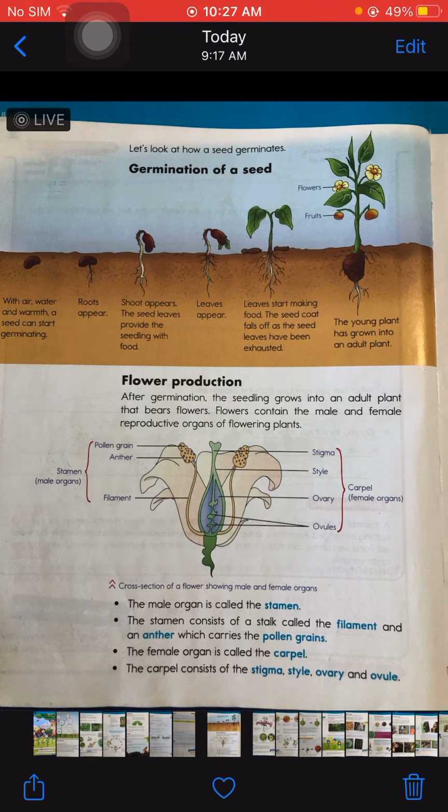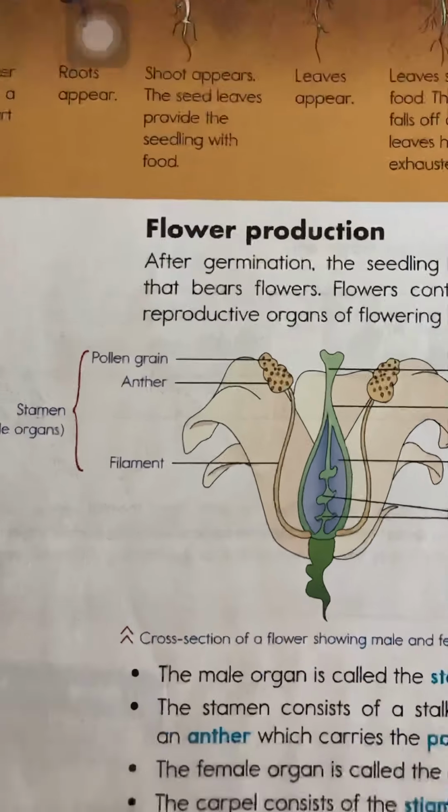Today we will discuss the structure of a flower in the plant. You are seeing a typical flower. After germination, the seedling grows into an adult plant. When the adult plant bears flowers, the flowers contain the male and female reproductive organs of the flowering plant.